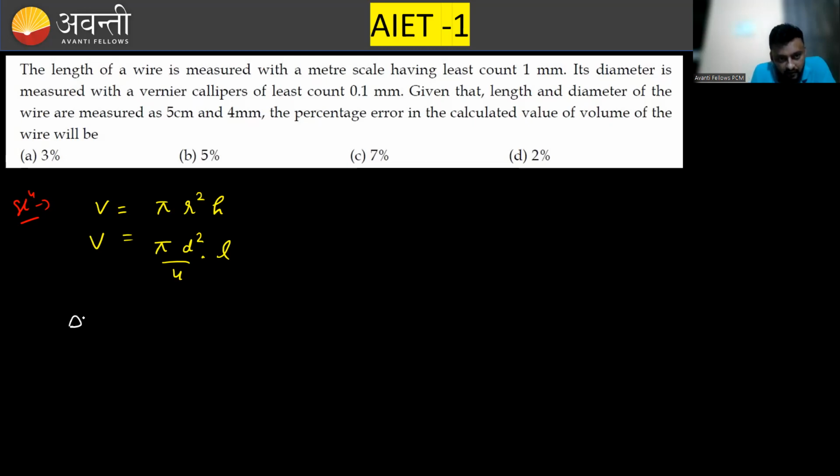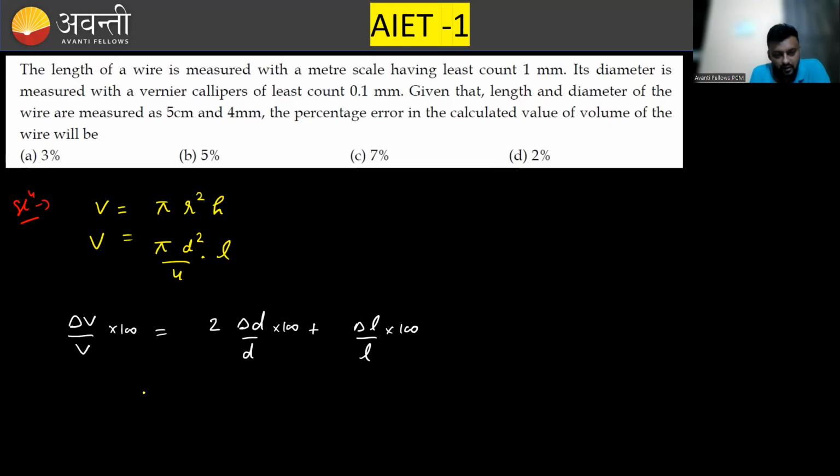So what will be the error in the measurement of volume? You will say delta V over V is equal to, pi and 4 are the constants, so that will be 2 times delta D by D plus delta L by L. Is it clear? So they are asking for percentage error. So for percentage error, you will multiply by 100. This will become percentage error. You will multiply with 100.